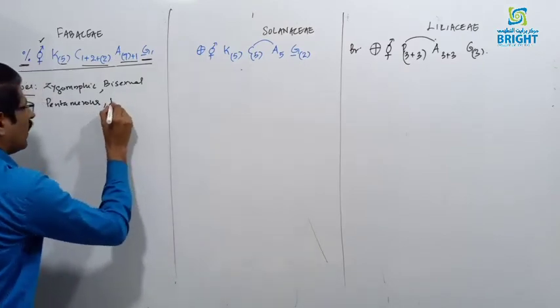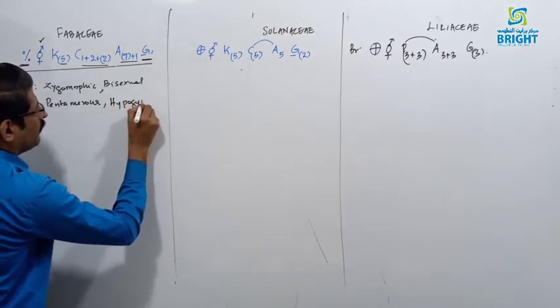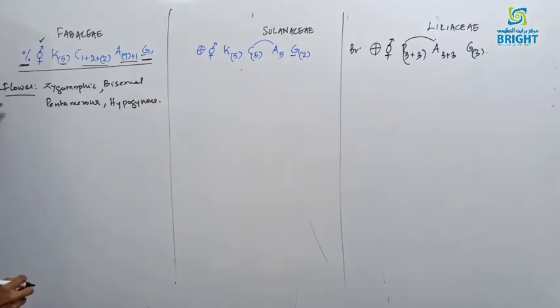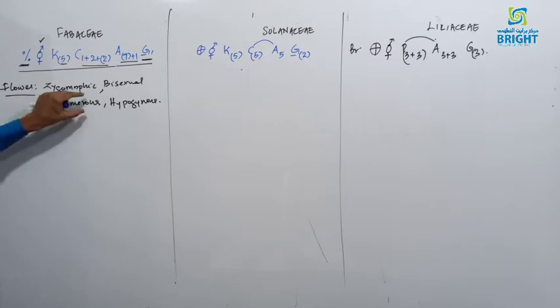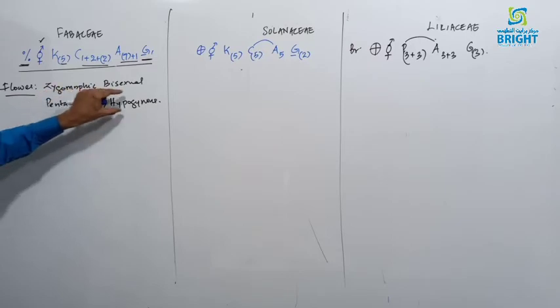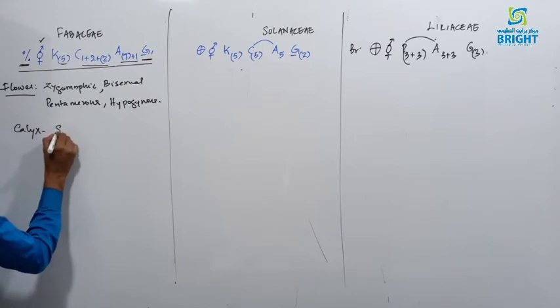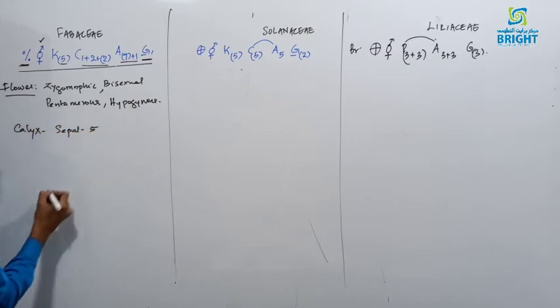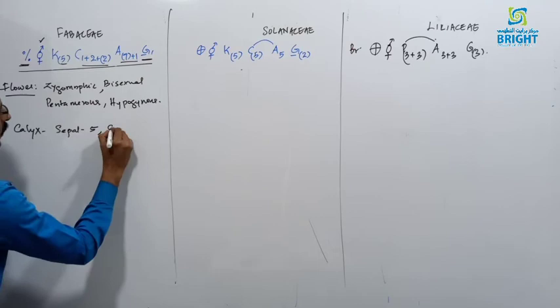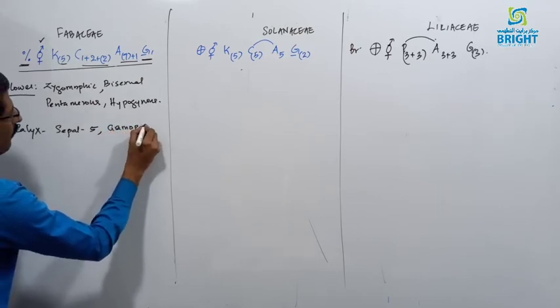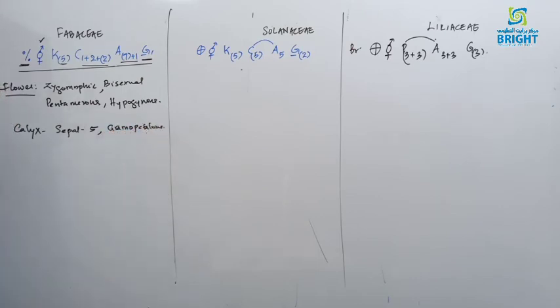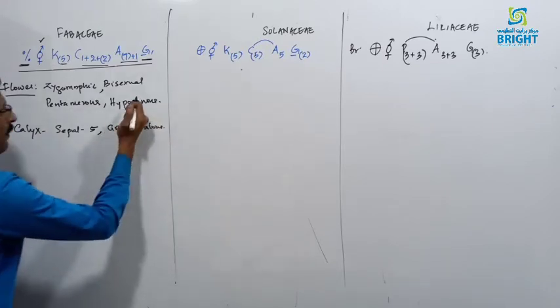So the flower is hypogynous. So the flower of Fabaceae is zygomorphic, bisexual, pentamerous, hypogynous flower. And what about calyx? The sepals are 5 and fused, so it is called gamosepalous.